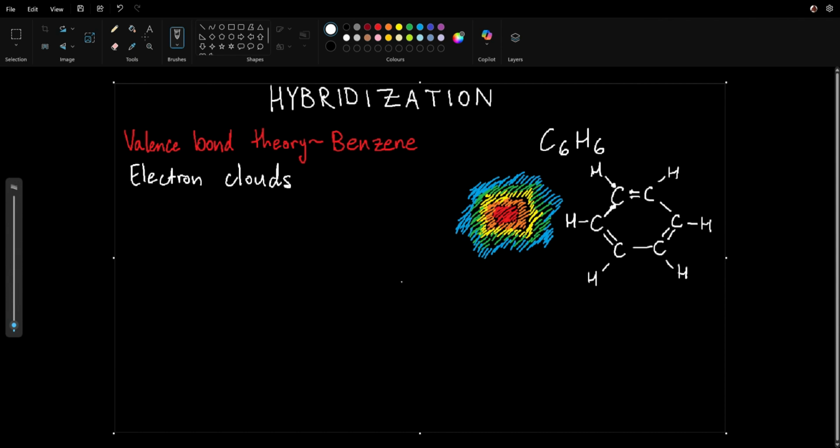So these are kind of what I like to call electron clouds. So these electron clouds can be constructed for a particular atom to represent the areas of high electron probability, like we did here with electron density.